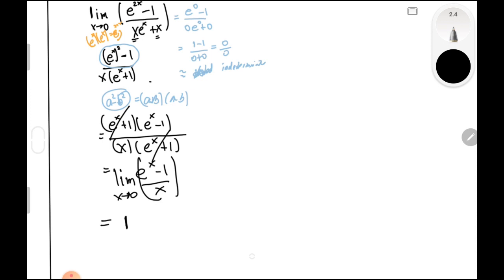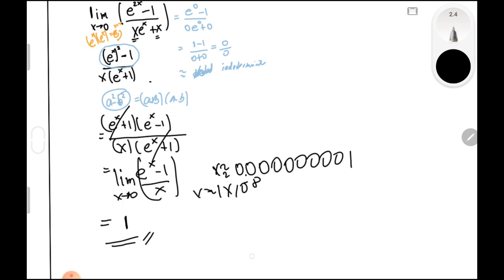Sir, bakit ganun? Okay. So, try mo mag-substitute ng value na malapit sa 0. Okay, let's say x is approximately equal to 0.00000001, or let's say 1 times 10 raised to negative 8. You will see that the value of this one is equal to 1. Okay, so it is indeterminate. Ayan.